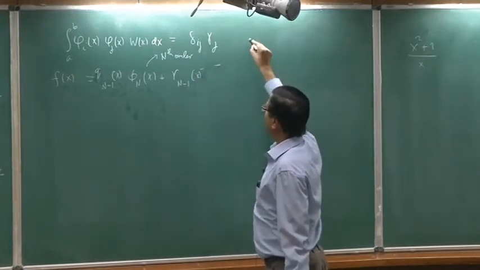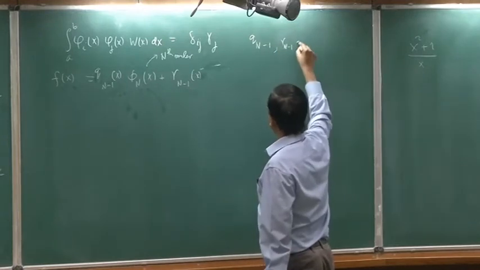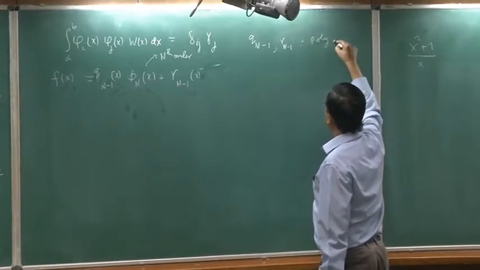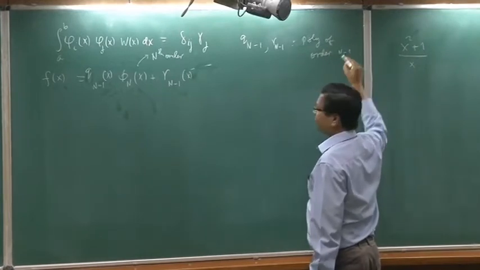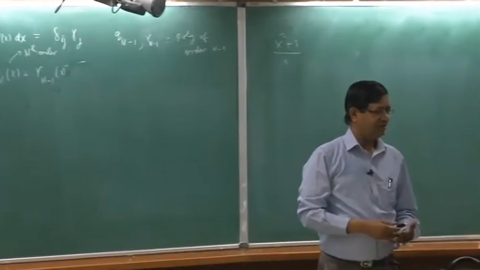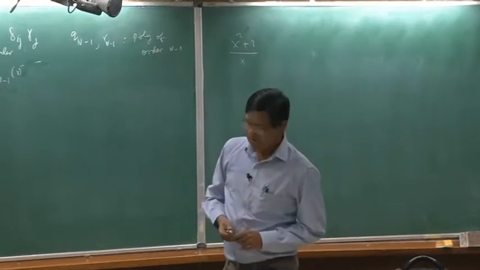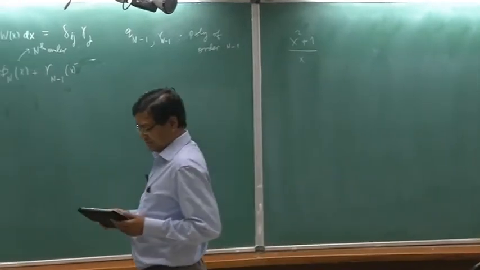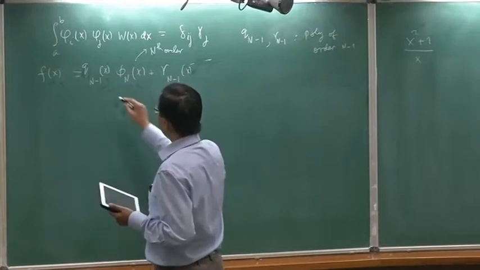So q n minus 1 is written here, in fact, and r n minus 1 is a polynomial of order n minus 1. Is that okay? It is just a division. Now we do not need to figure that out, but that should be the case. Okay, in fact this is called the quotient.